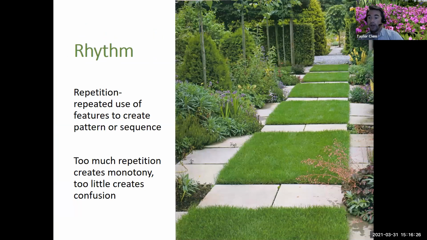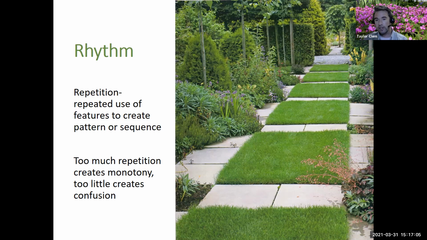So rhythm is a great way to help bring unity throughout a design, throughout a landscape. It's just repetition. Is it repetition of plant material? That's an easy one to use, throughout landscape beds, using repetition of similar plants can really help tie everything together. So it creates pattern or sequence, but it helps create that uniformity. But it's important to know that too much repetition can be monotonous, but too little creates confusion. It's like you're in that sweet spot.